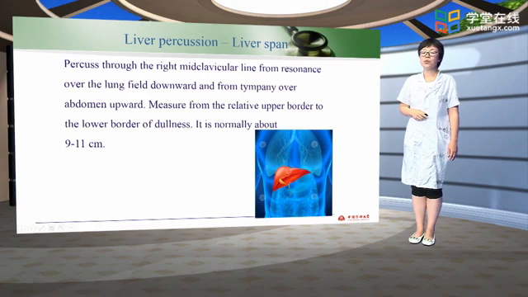After percussing through the right midclavicular line from resonance over the lung field downward and from tympany over the abdomen upward, we have found the upper border and the lower border of the liver. The liver span is the measurement from the relative upper liver border to the lower liver border along the midclavicular line. Pay attention to this: measure from the relative upper liver border, but not the absolute upper liver border. It's about 9 to 11 centimeters.